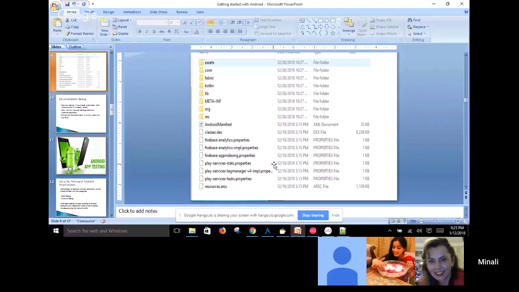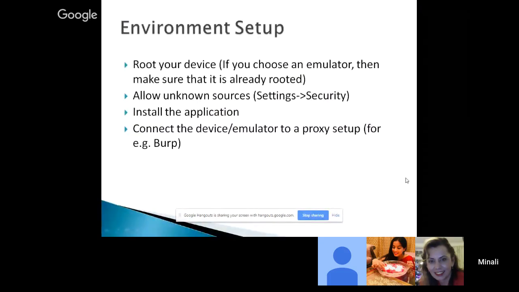Now I can talk about how to set up the environment in order to pen test an application. First, we need to have a rooted device. If we are testing the application from a phone, then make sure that our phone is rooted. And if we are testing it from an emulator, I would be using Genymotion as an emulator here. Then we need to set the unknown sources. By default, our phone does not allow any application to be installed from any unknown source apart from Google Play Store. So we need to set this setting in our phone, then install the application, and then connect the device or the emulator, whatever you are using, to a web proxy setup.